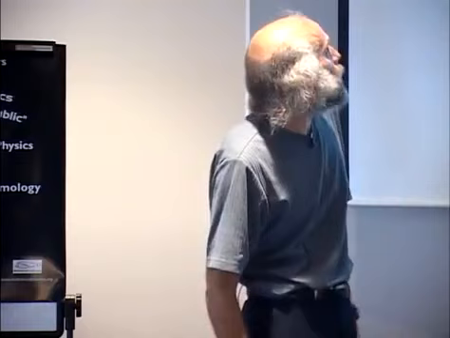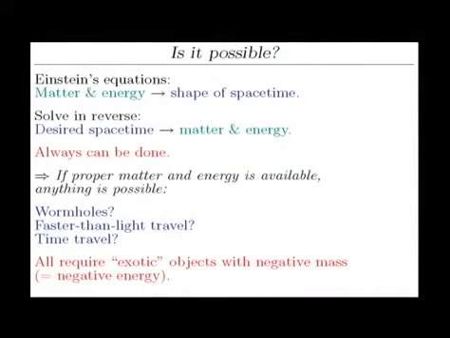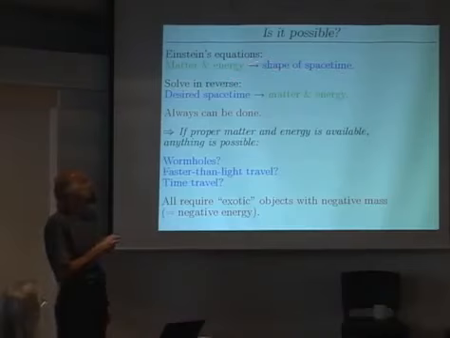So here's the question. The whole point of the issue is, can this be done? Is it possible to create this shape of matter, this shape of space-time? Can we find a way to do it? So Larry talked about Einstein's equations. Matter and energy produce some shape of space-time. The existence of the matter of a certain sort causes space-time to assume a certain shape. And we just solve this in reverse.